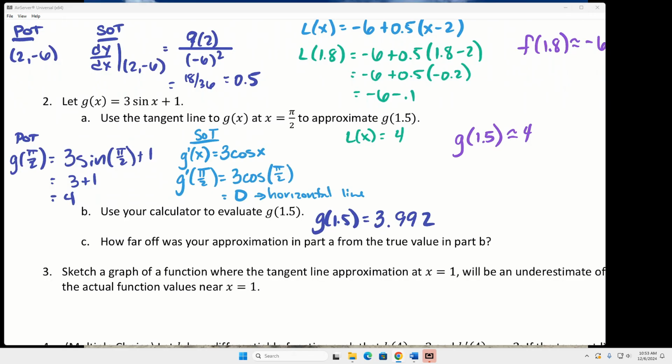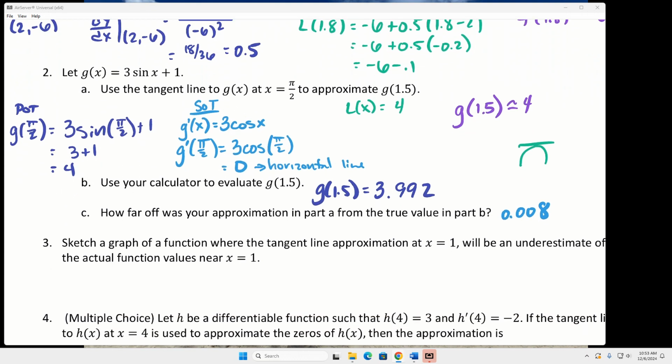How much was it off by? 0.08. Nice. And it was an overapproximation. So does that mean that this is concave up or concave down at that point? That was just a bonus question. So we got an overestimate from our tangent line.